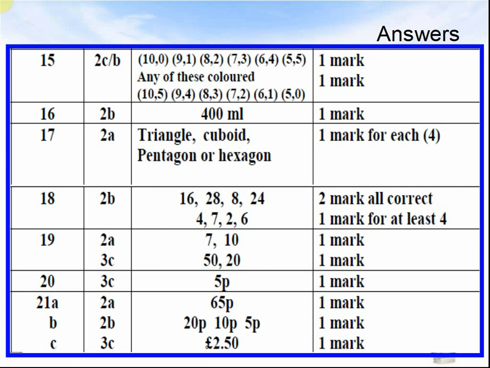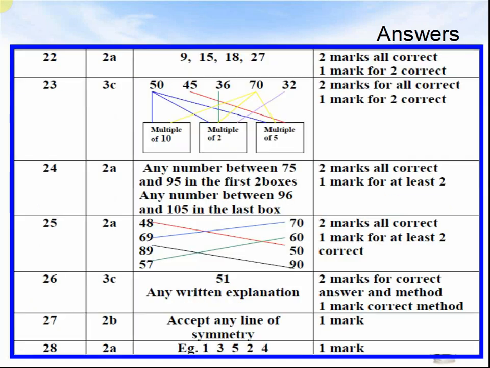And 20, 5p, 21a, 65p, 21b, 20p, 10p, 5p, 21c, £2.50. 22, 9, 15, 18 and 27. 23, 50 was a multiple of everything. 45 was a multiple of 5, 36 was a multiple of 2. 70 was a multiple of everything, and 32 was a multiple of 2.